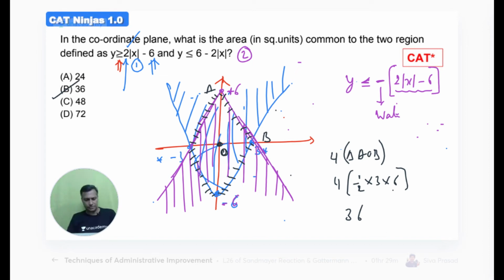Comfortable? Everyone comfortable, my friends? You're clear about the inequality, the water image on the graph? Clear about this? Is there a clarity in your transformations? A little bit of scaling has come in this particular question.